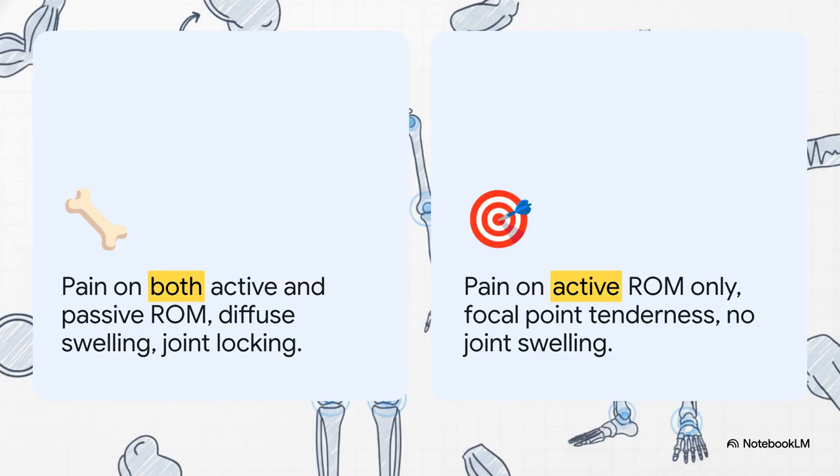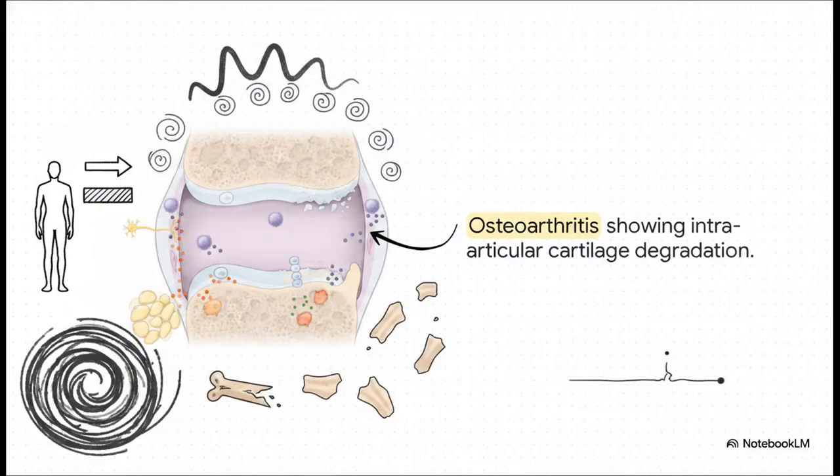And how exactly do we do that? By being super precise when testing both active and passive range of motion. If someone has a true articular disorder, they're going to have pain on both active and passive movement, usually with some deep, diffuse swelling. But if it's just a periarticular issue, that pain typically only shows up on active range of motion. Plus, you'll usually find focal point tenderness right over a specific anatomical structure, rather than that generalized, puffy joint swelling.